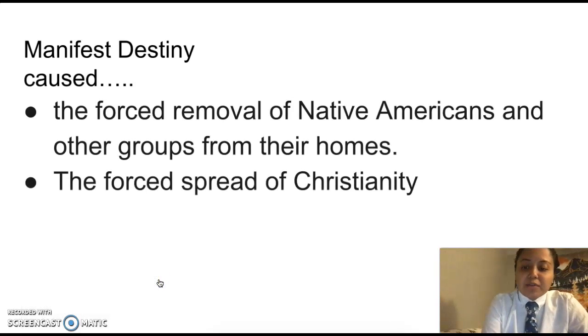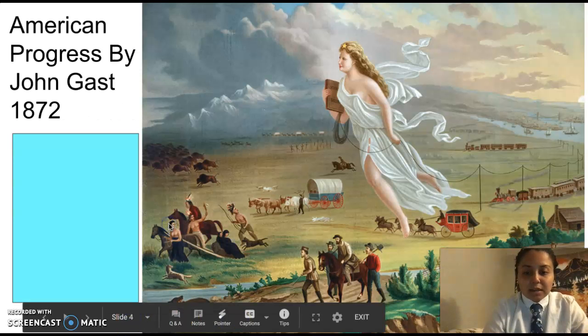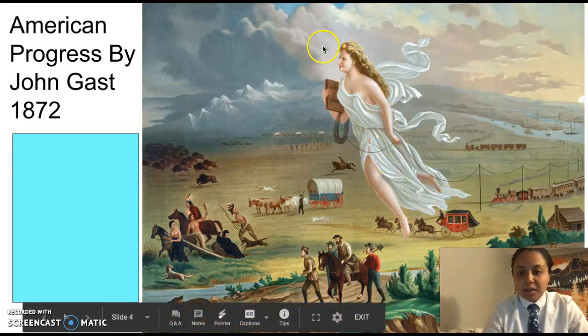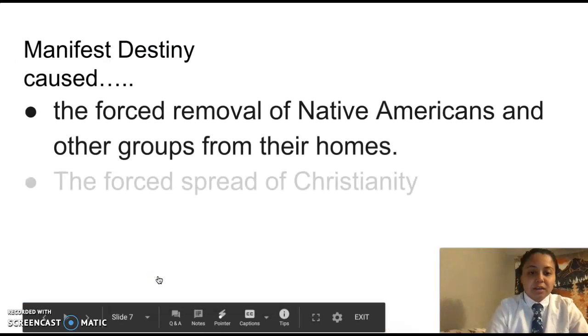And a forced spread of Christianity. So if we go back to the image, you will see that there's a big lady, right? And this lady is supposed to be an angel of some sort, but she's also holding a Bible. Let's go back to that image again. She's holding this Bible right here, as we can tell, right? And she's an angel, right? And this itself is symbolic to Christianity itself, right? So this person is coming in, big as she is, and she is spreading Christianity. So that's something that Manifest Destiny definitely did.